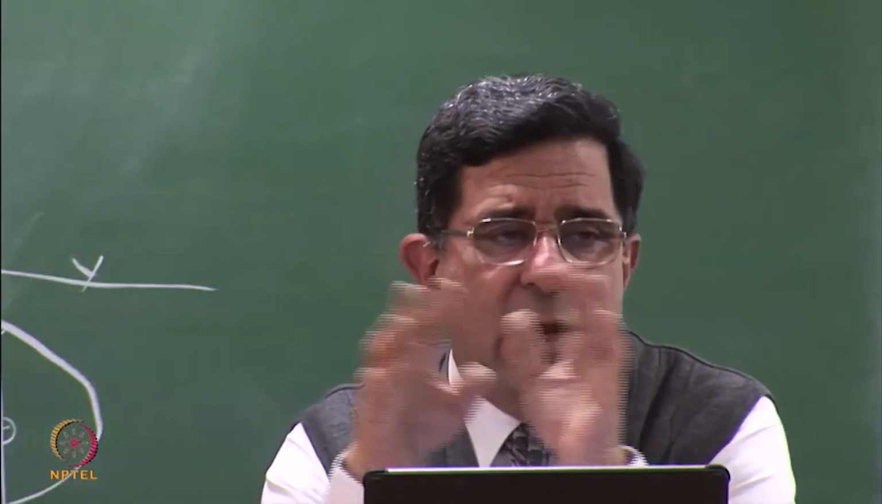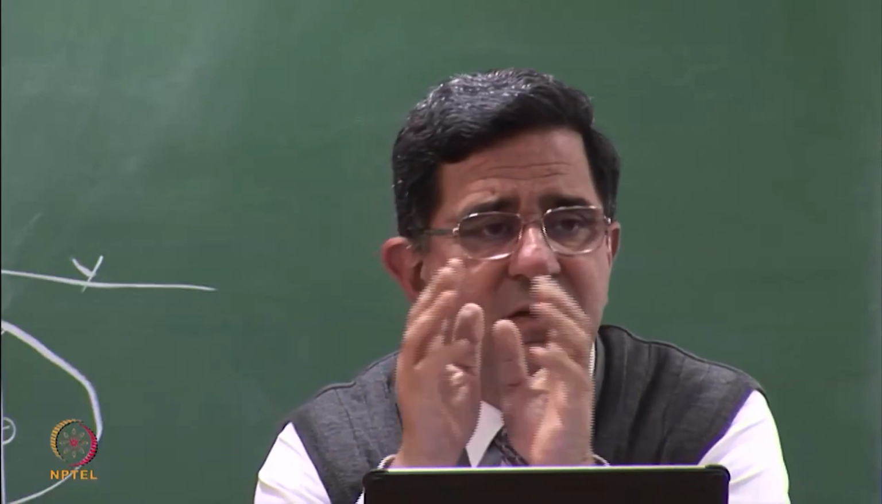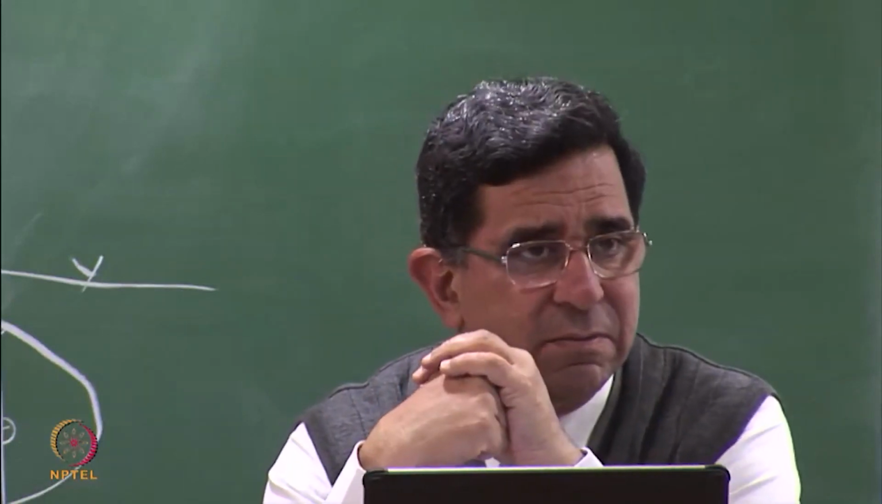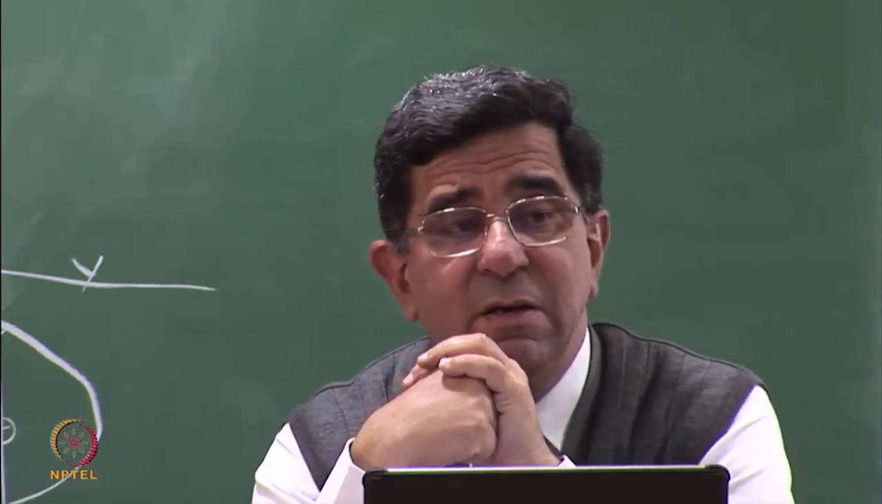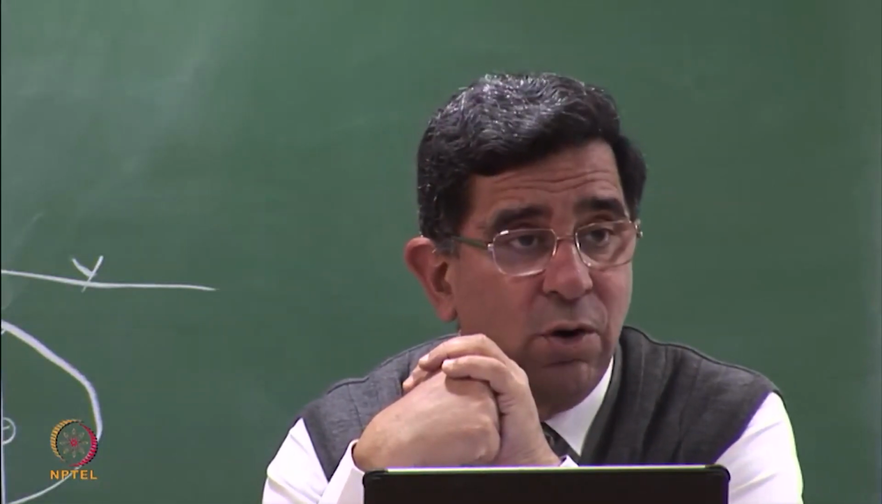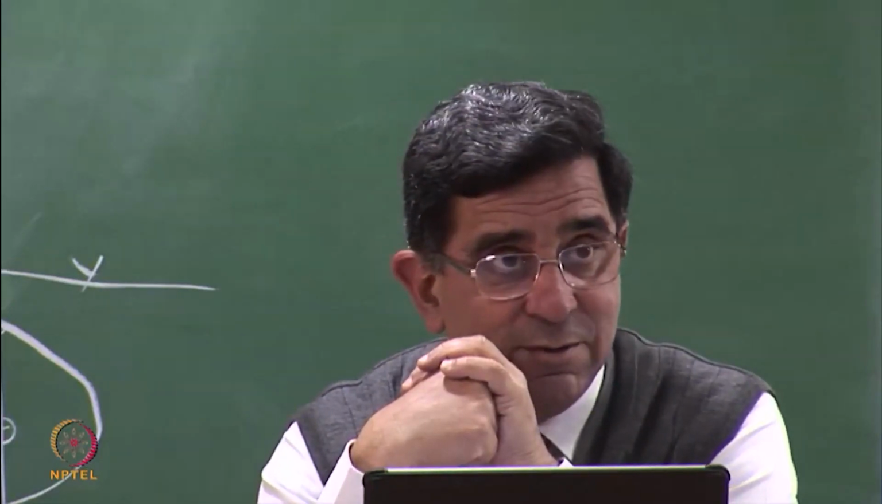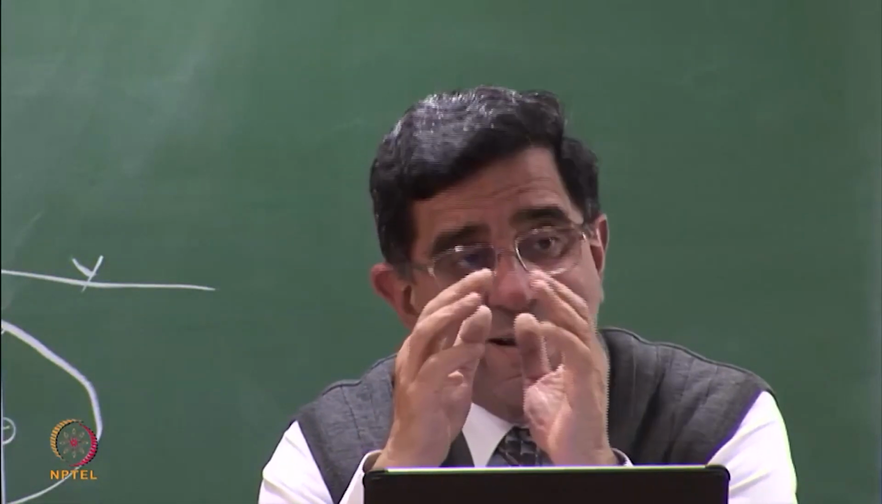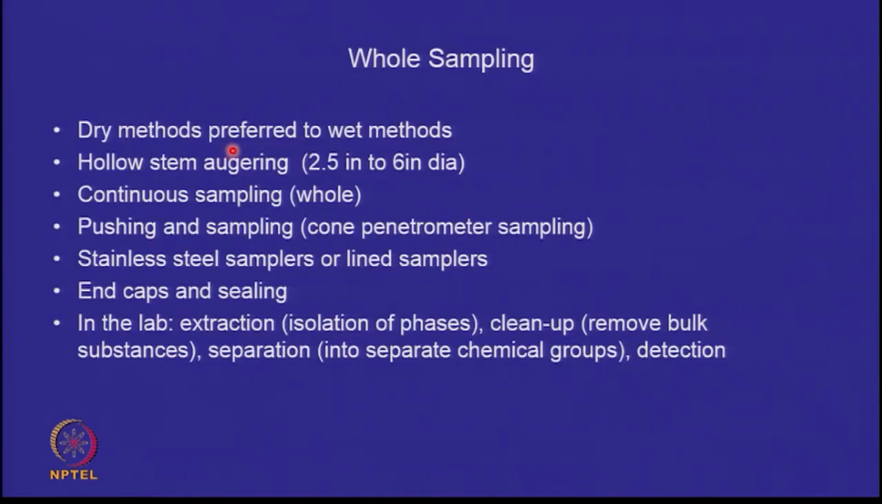This is purely like our site investigation. We do undisturbed sampling. The undisturbed sampling is a whole sampling method. But the only problem is, in undisturbed sampling, we have to make a borehole. To make a borehole, we have to use a drilling mud to stabilize the hole. That is not allowed. So, typically, dry methods are preferred. Do site investigations along coarse grids for whole samples using dry methods.